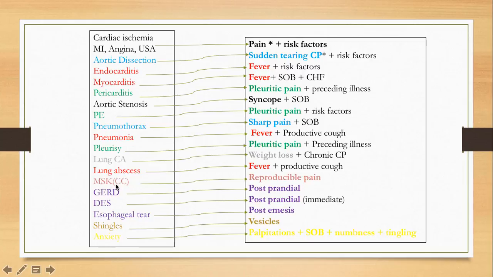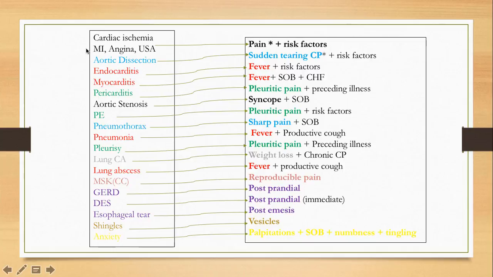Musculoskeletal pain can go on for quite a few days and even weeks, and then GERD can also go on for a long time. Shingles usually lasts a few days or several weeks, and then anxiety is usually long duration, but it's very episodic, so it comes on for a few. So at that time when the patient has pain, that particular episode will be just a few seconds or minutes, but usually they have a longer history as such. The rest all are going to be your acute chest pains, so that's something to keep in mind.